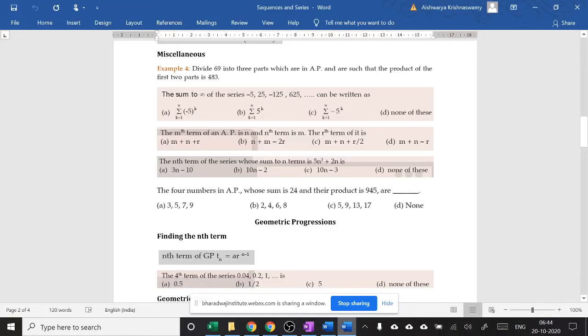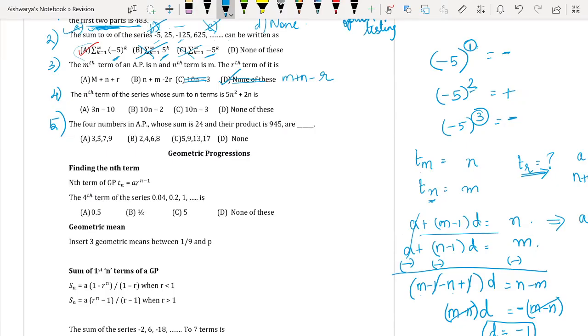And what was option C? M plus n plus r by 2. This was option C. So it's a typo. Answer is option D. Okay, can we proceed? Question number 4. Please read.